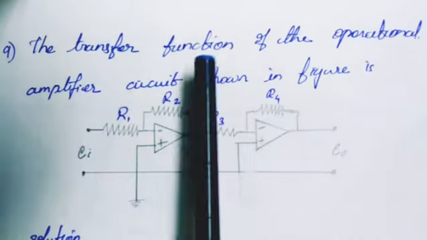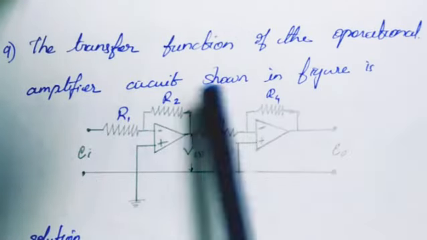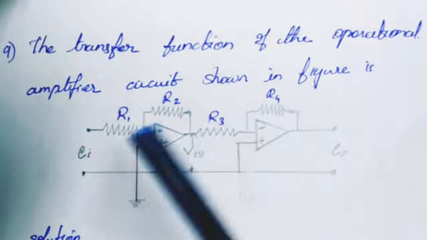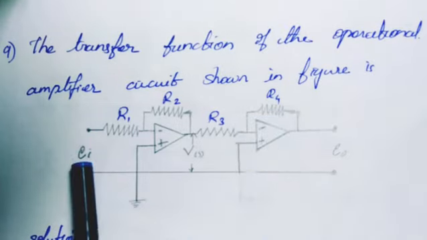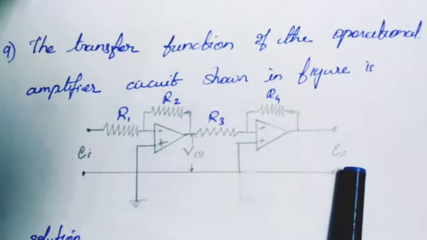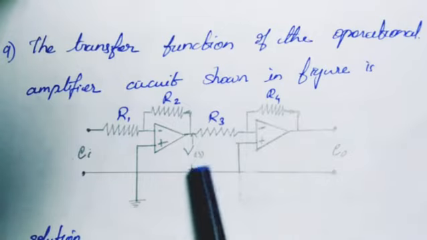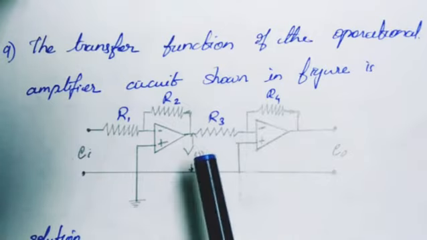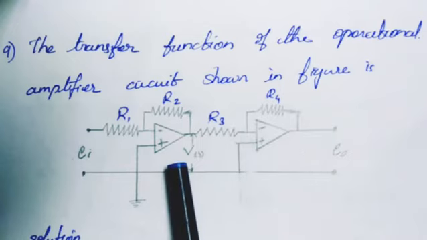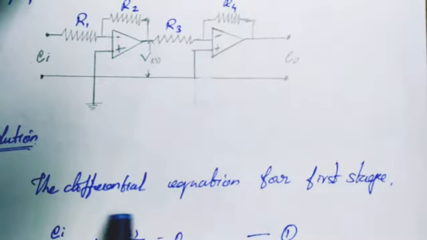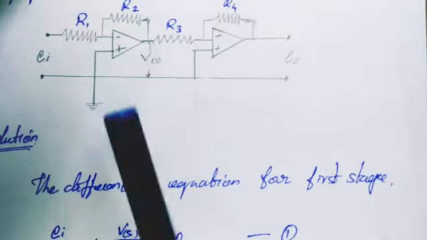Next question. The transfer function of the operational amplifier circuit shown in the figure is... So the input is E I and the output is E O. This circuit consists of two stages. The output of the first stage is V of s, as well as the input of the second stage is also V of s. First we are going to write the differential equation for the first stage.